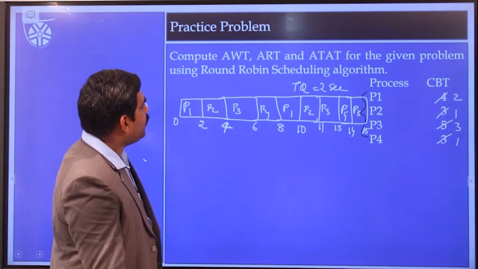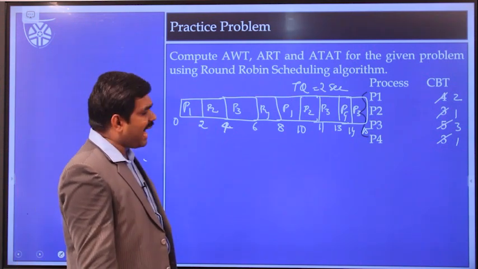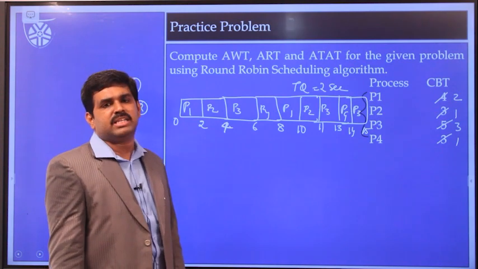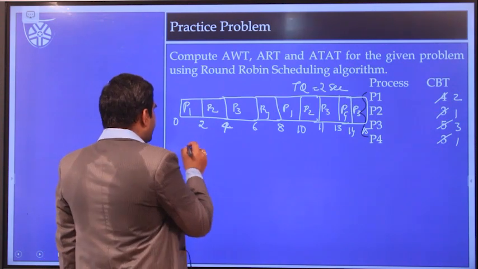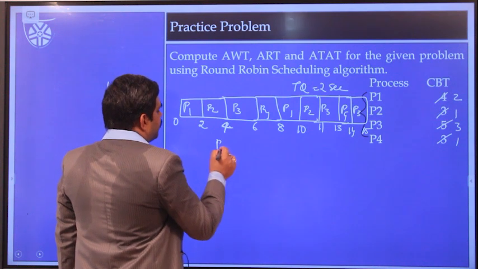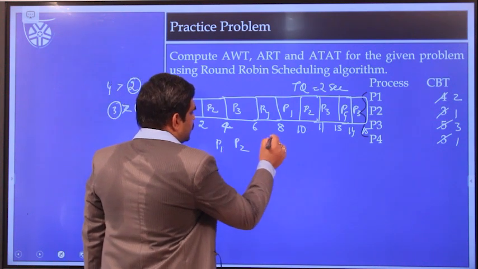Okay students, hope you are very much clear about the computation of the average waiting time, average response time and average turnaround time. Firstly, I am going to compute the waiting time, response time and turnaround time for all these processes.